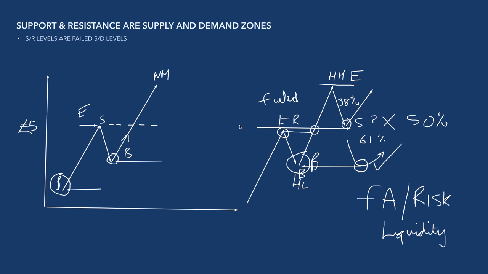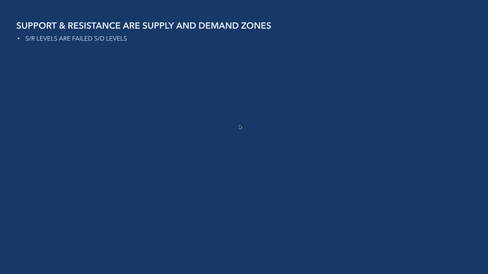So what can we do? What can we do to potentially trade both at the same time? So combining support and resistance with supply and demand zones, that's really what we're looking to do. So let me draw that out for you. So what you want to see is something like this.